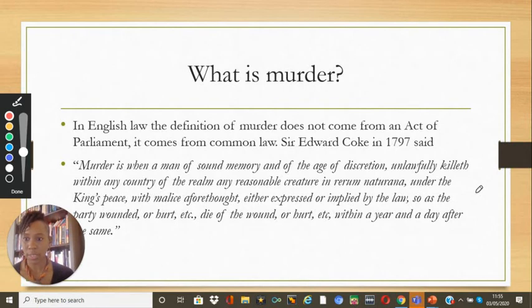This rerum natura refers to a living human being. And this is going to become so relevant later on when we look at some of our cases. And under the king's peace. So the killing needs to take place under the king's peace.